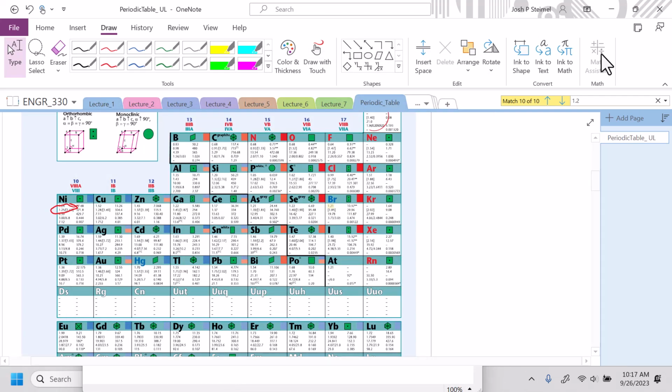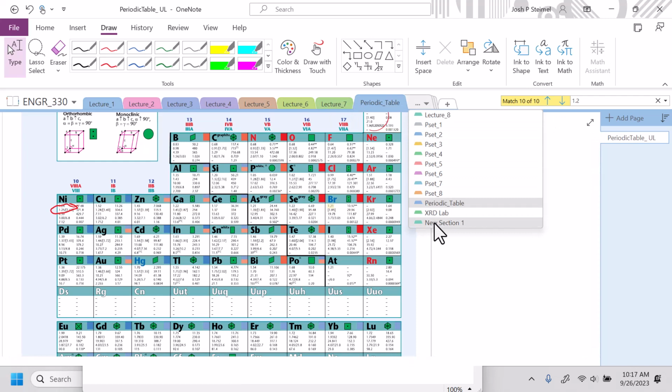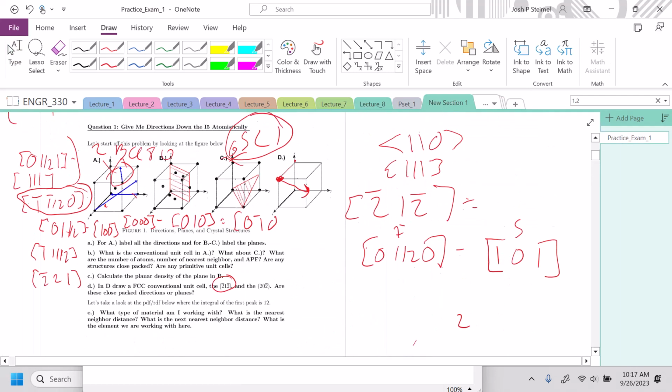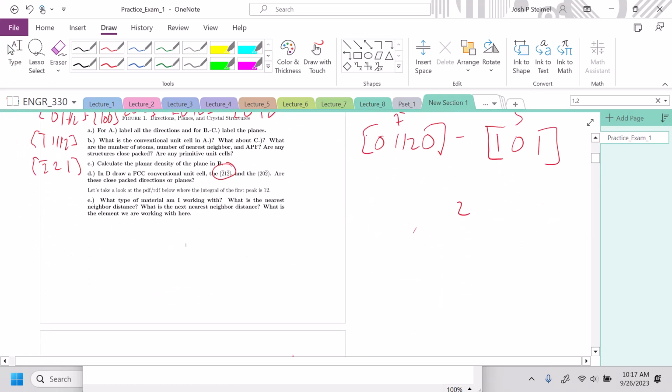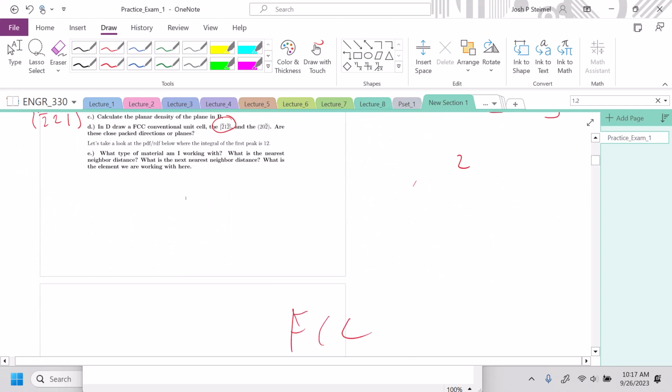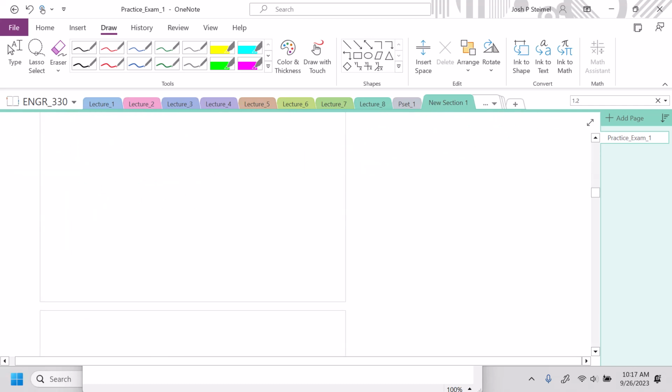So let's go ahead and see what else we had in store here. This was a new section. What is the next nearest neighbor distance? We found that. What element? We've got it. And that's it.